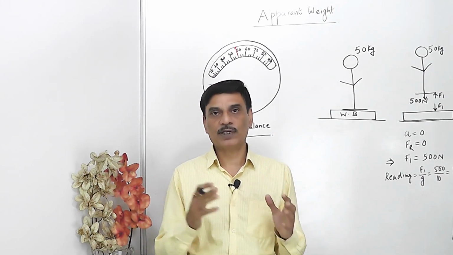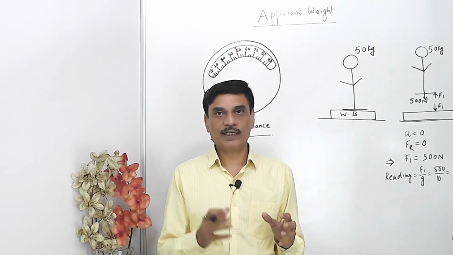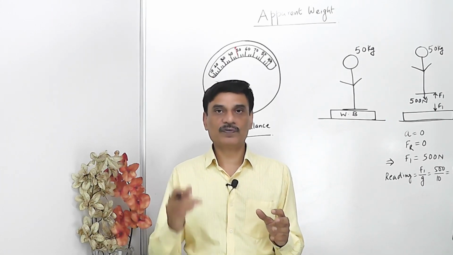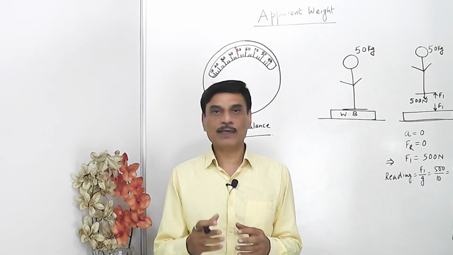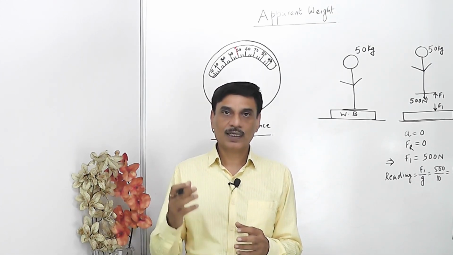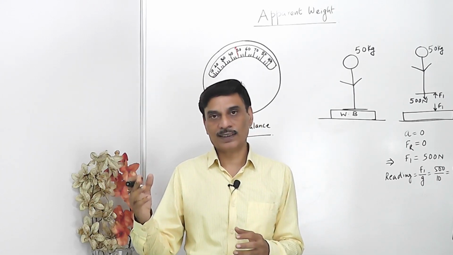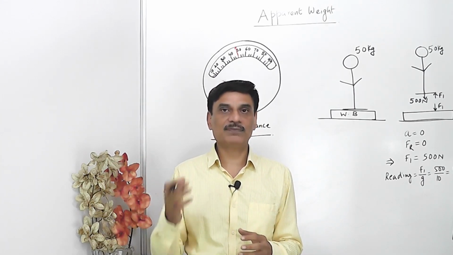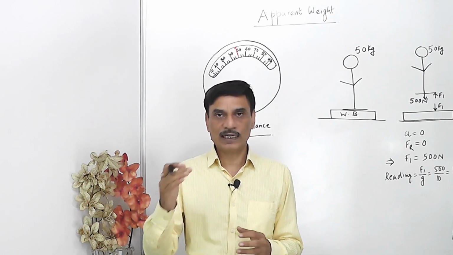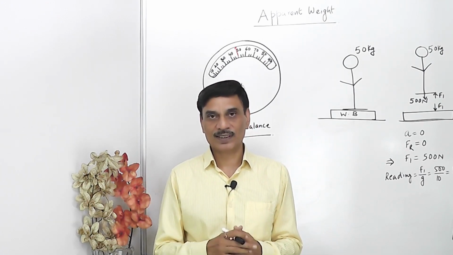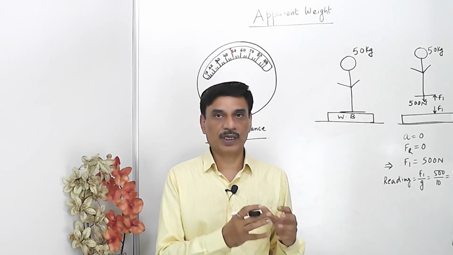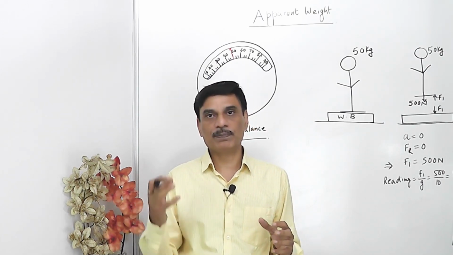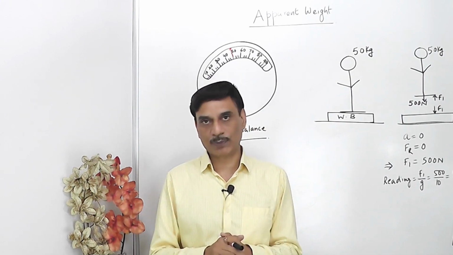Weight is m into g: the mass of the body into g, the acceleration due to gravity of that planet. For earth, the acceleration due to gravity is 9.81 meter per second square. The moon has an acceleration due to gravity on its surface of 9.81 divided by 6 meter per second square. So a body has some weight here, and on the surface of the moon, the weight becomes 1/6.